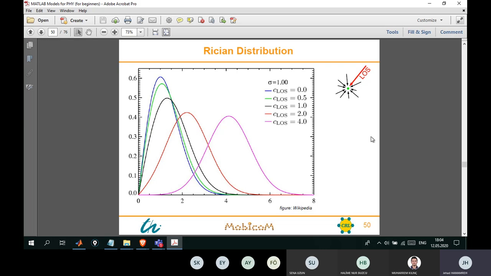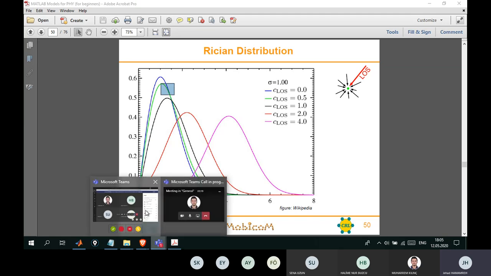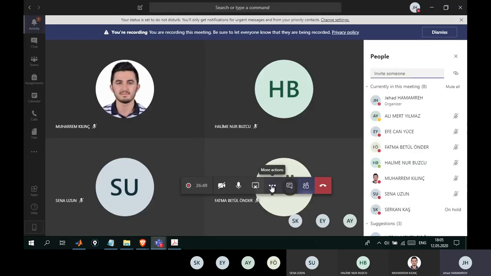I tell you, based on the signal to noise ratio, based on the quality and strength of your received signal. Which curve is the best among all of these? Which distribution is the best? Can you tell me? In the chat room, just tell me quickly, which one do you think is the best?